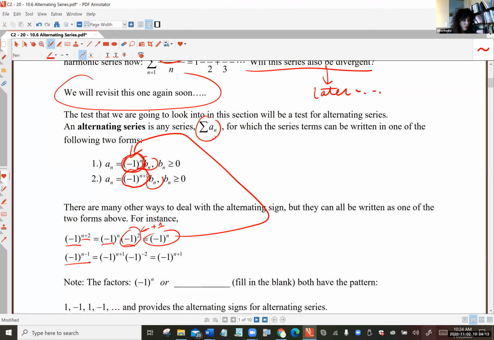Well, what if you had -1 to the n minus 1? That could be in a formula. Okay, well, if you use an exponent law on it and rewrite it as -1 to the n plus 1 times -1 to the -2, and just to remind you that when you take a product of like bases, it's the same as keeping the base but adding the exponents. So when you had -1 to the n plus 1 times -1 to the -2, that's the same as -1. And when I add these exponents together, what do I get?